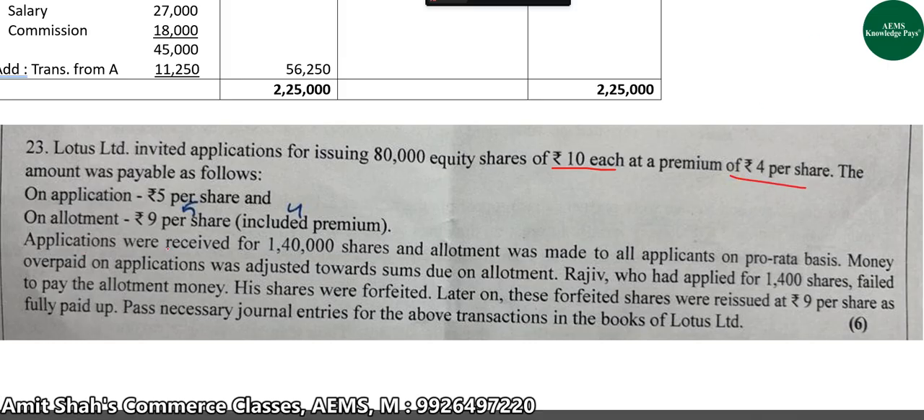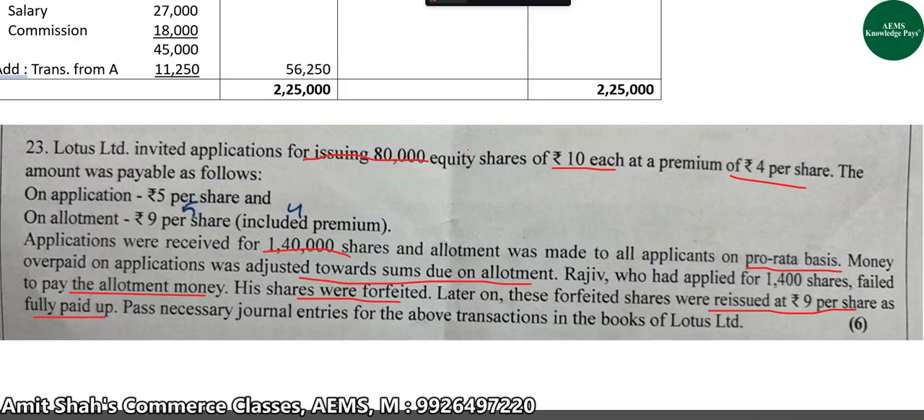The applications were received for 1,40,000 shares, though the company wanted to allot only 80,000 shares. It means there is a case of oversubscription. Company has decided to allot all the shares on pro rata basis. Money overpaid on application was adjusted towards sum due on allotment. Now Rajiv, who had applied for 1,400 shares, failed to pay the allotment money. His shares were forfeited. Later on, these forfeited shares were reissued at rupees 9 per share as fully paid up.